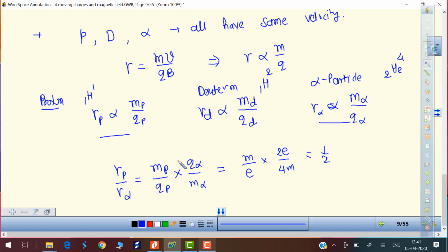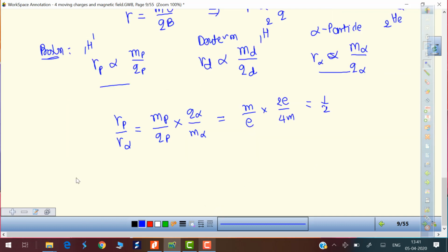Okay. So in this way you can compare the radius size. You can compare Rp and R alpha. You can compare Rd and R alpha. You can compare all three also by taking the ratio. So this is one method I have given for how to compare the radius. The same thing you can do for the periodic time also. So do it for the periodic time of the proton divided by periodic time of the deuteron. Also find periodic time of the deuteron and periodic time of the alpha particle. That is for your homework. Okay.